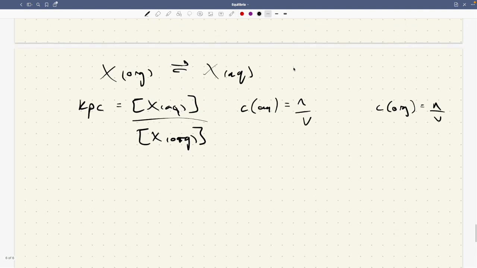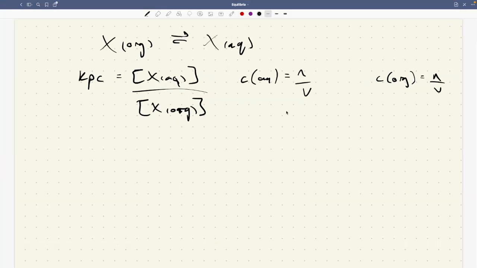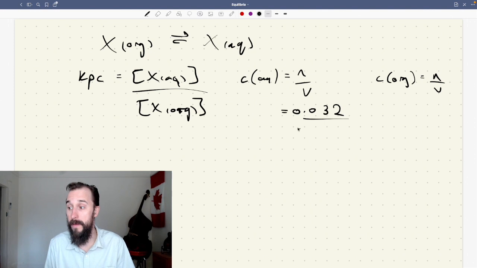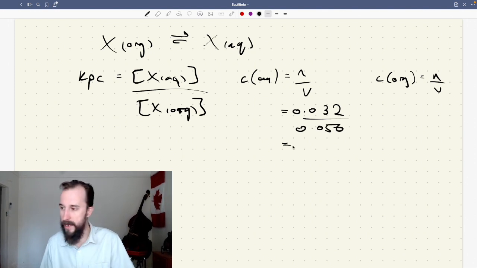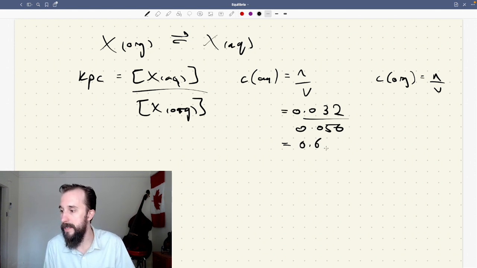What were the number of moles in the aqueous? Our question told us that after being washed, we got 0.032 moles out of the 0.050 decimeters cubed of water. So let's plug those values in there. We have 0.032 divided by 0.050 decimeters cubed. And that will give us the concentration of our substance in the aqueous layer, which is going to be 0.64 moles per decimeter cubed.